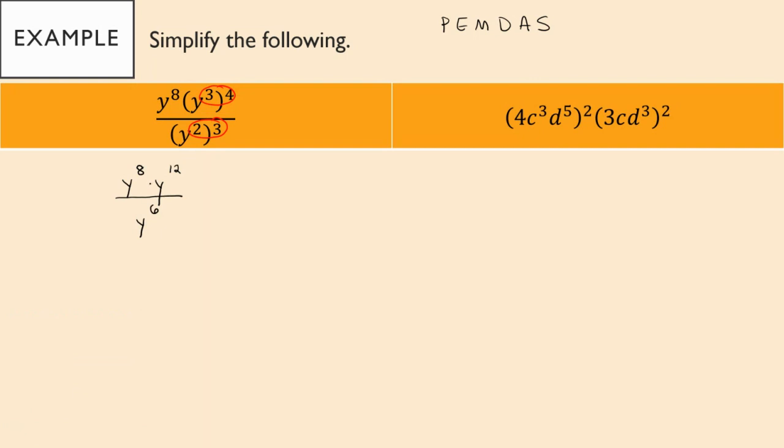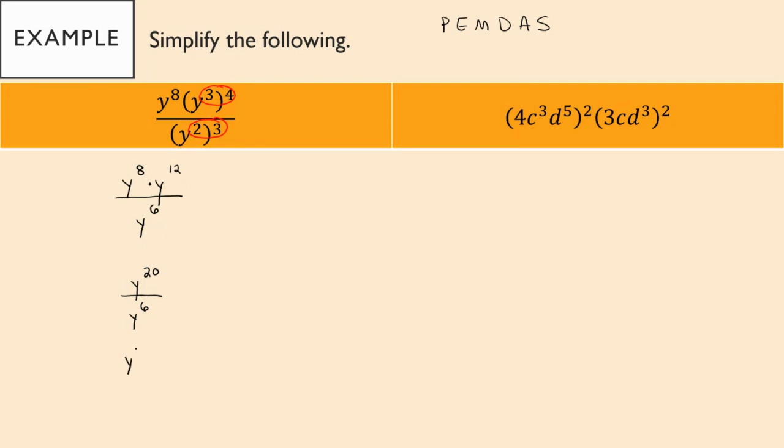Next is the multiplication step. And so on the top, we have two things that are multiplied together. So our rule for when you have a product is you add the exponents. So we're going to take 8 plus 12, and that gives us 20. So you're going to get y to the 20 over y to the 6th. So we did our multiplication. Now we're going to do the division rule because we have y to the 20 over y to the 6th. So those are divided. And the division rule says you subtract the exponents, top minus bottom.